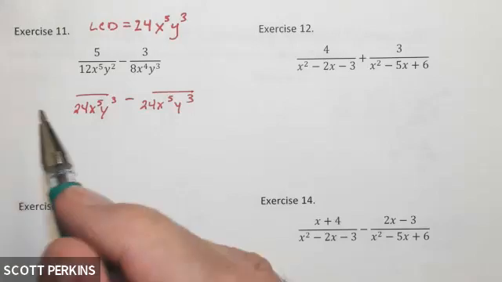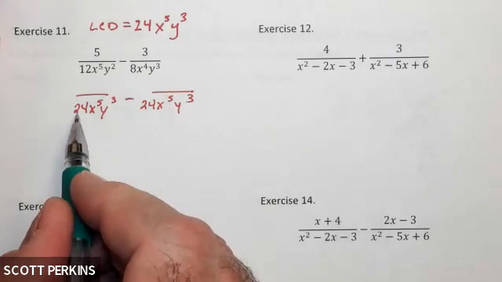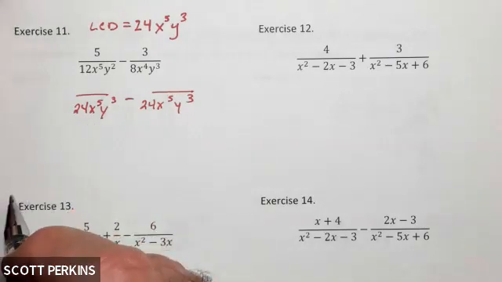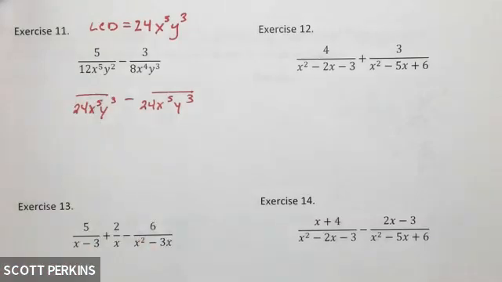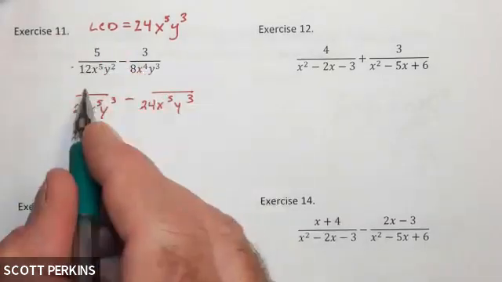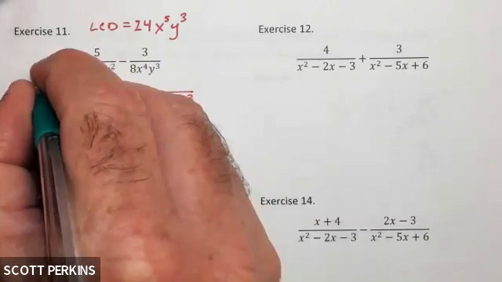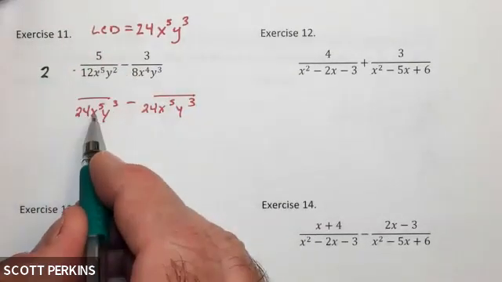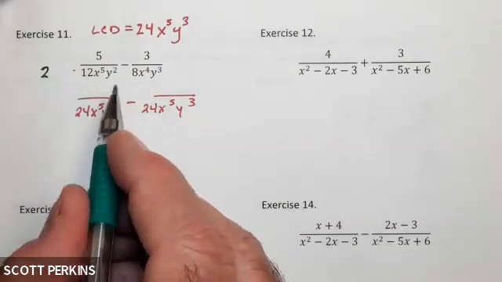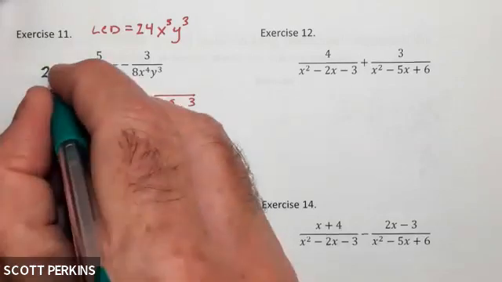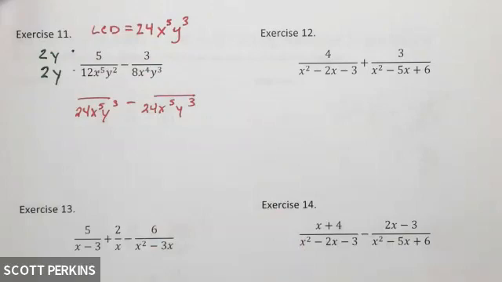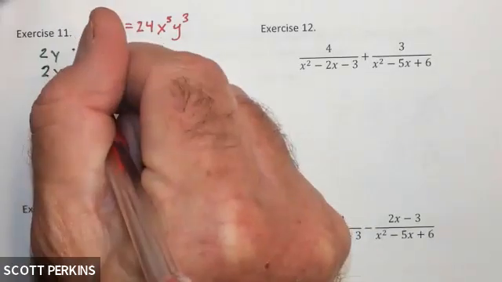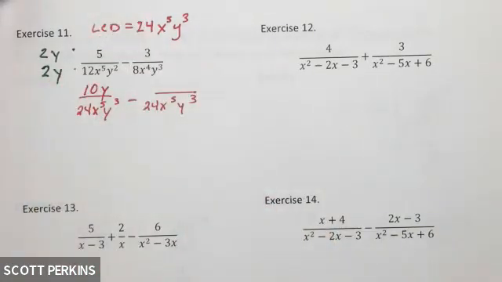Right, on this particular problem, I'm turning my denominators into 24x to the 5th, y to the 3rd. The first denominator is 12x to the 5th y squared. So I see that to make the 12 into 24, I multiply by 2. I've already got the x to the 5ths. That's fine. To turn the y squared into the y to the 3rd, I multiply by a y. So this first fraction, I'm multiplying by 2y. So that makes the denominator 5 times 2, or 10y.